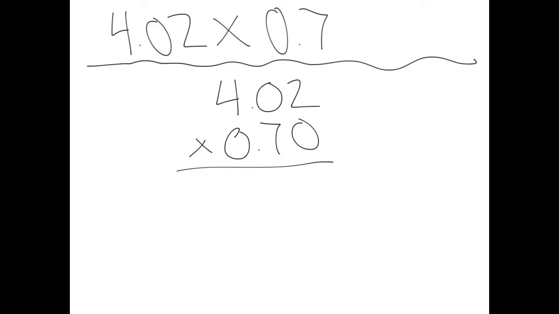2 times 0 is 0. 0 times 0 is 0. And 4 times 0 is 0. That whole first row is filled with all zeros. Now I'm going to add a 0.